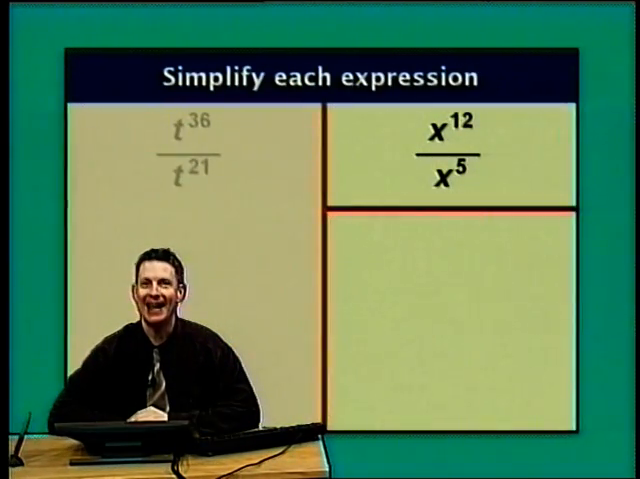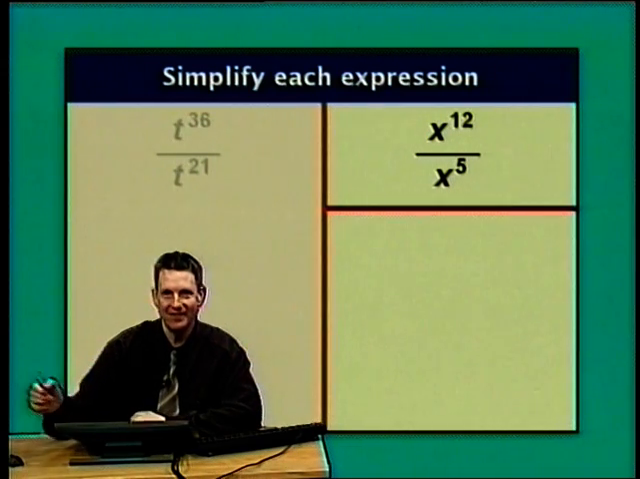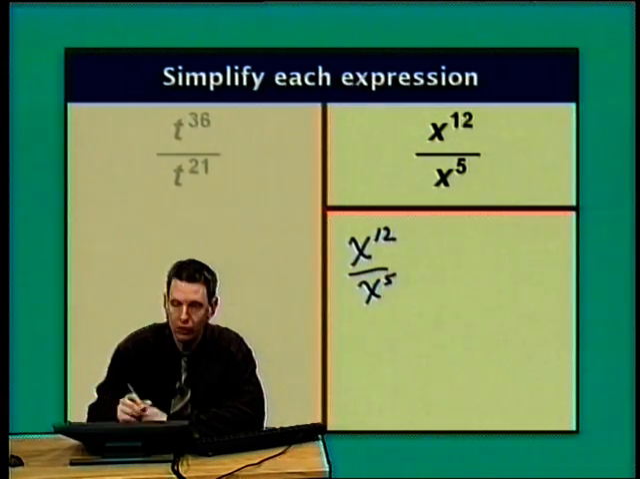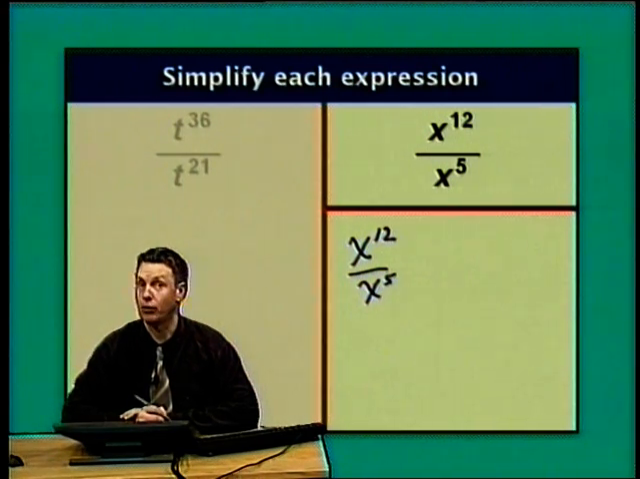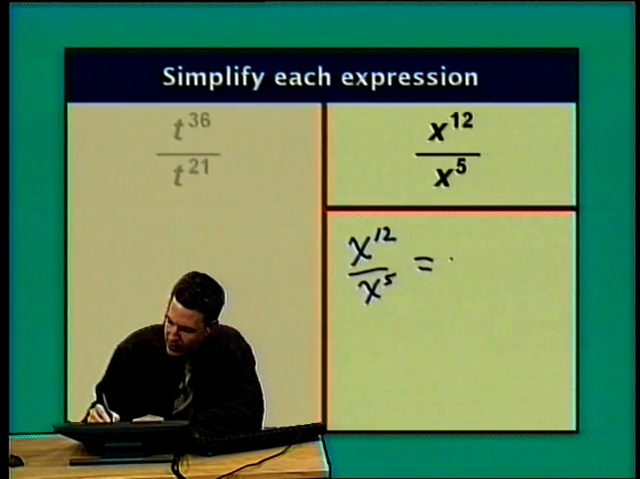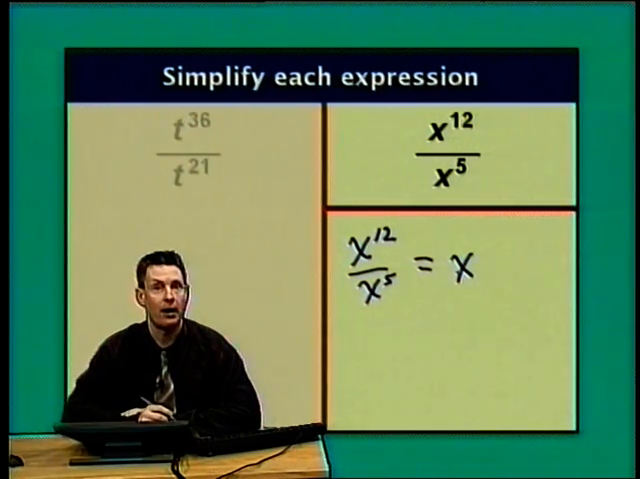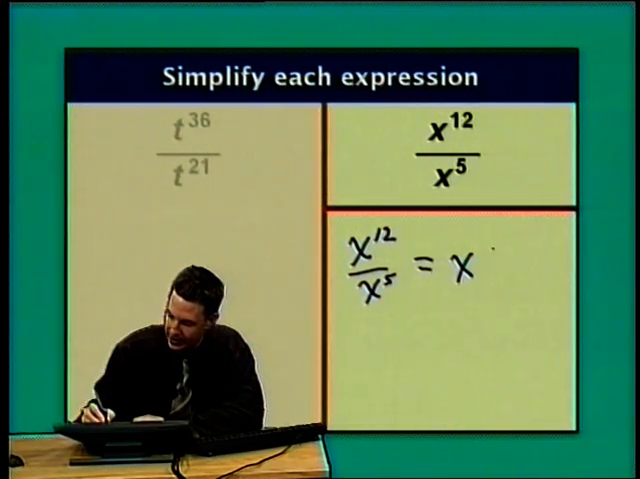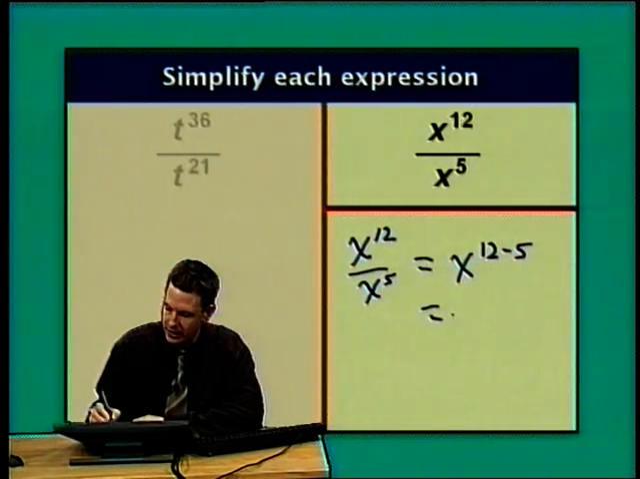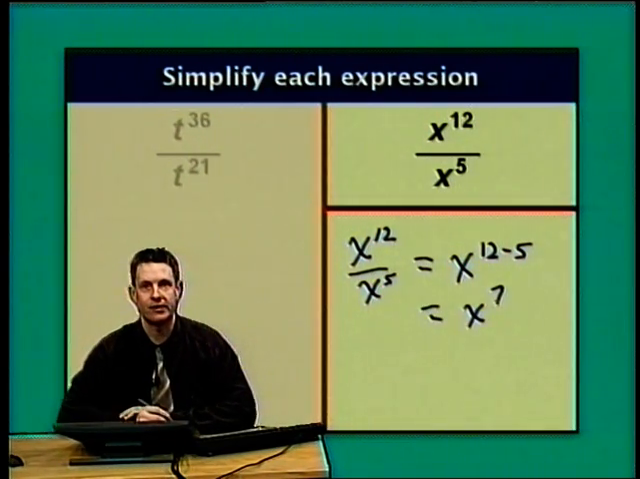Let's simplify x to the 12th over x to the 5th. Well, we have a new rule that we can apply. It's called the quotient rule of exponents. The quotient rule of exponents says that we can simplify this if we write a single occurrence of x and make an exponent of the numerator's exponent minus the denominator's exponent. In other words, an exponent of 12 minus 5. So this all simplifies to x to the 7th.